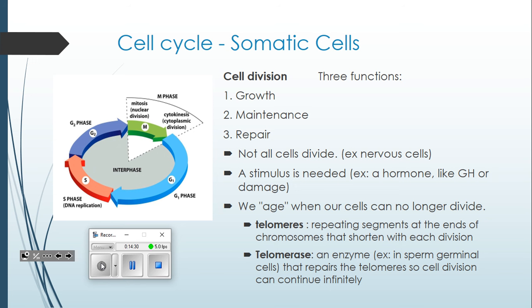Now you might wonder, but I thought men could make sperm for their whole entire adult life, which is basically true. They can. So how does that work? Well, there's an enzyme called telomerase.